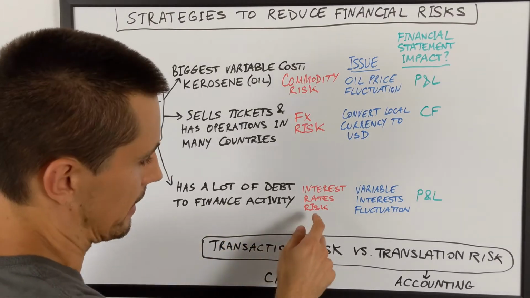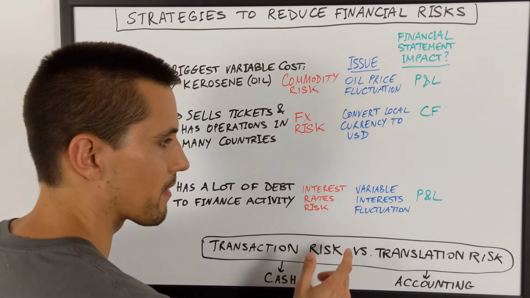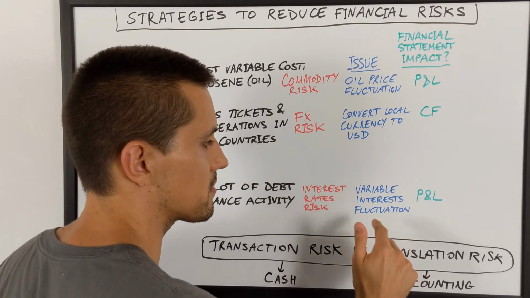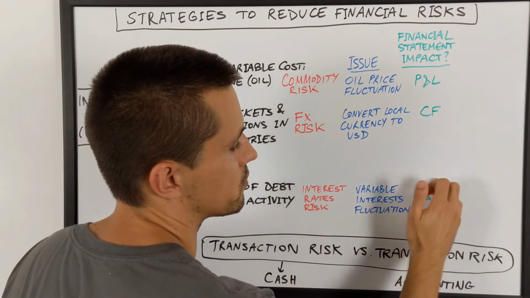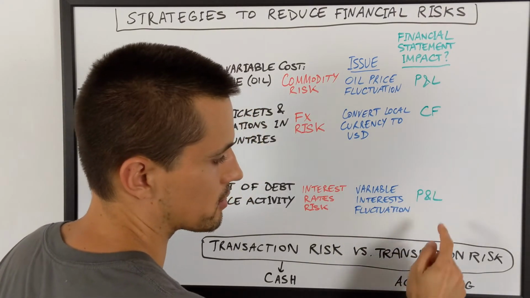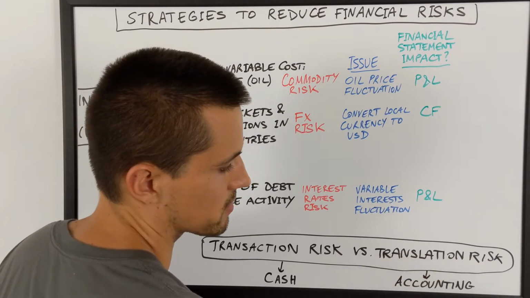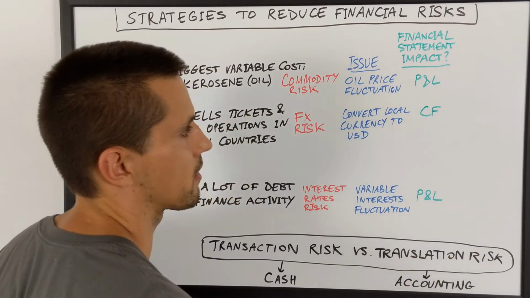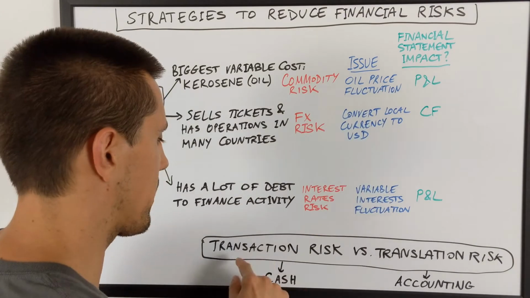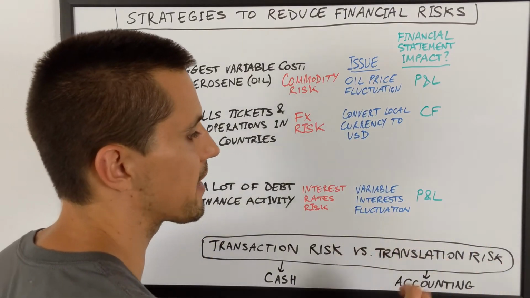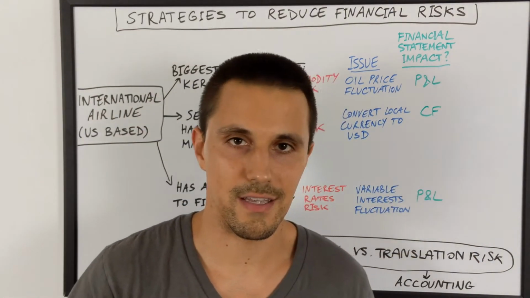The third line is related to interest rates. The interest rates, as we just discussed it, they go into your profit and loss statement, so it's gonna be a translation risk because it touches your accounting. So now that we have talked about transaction risk and translation risk, we will move to the next section.